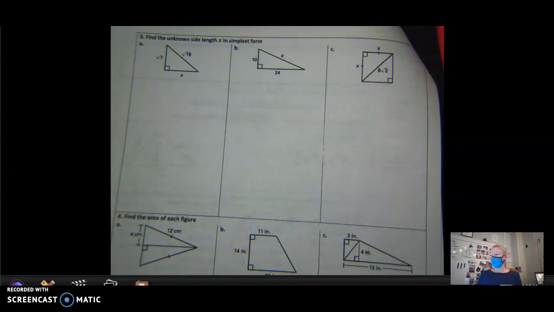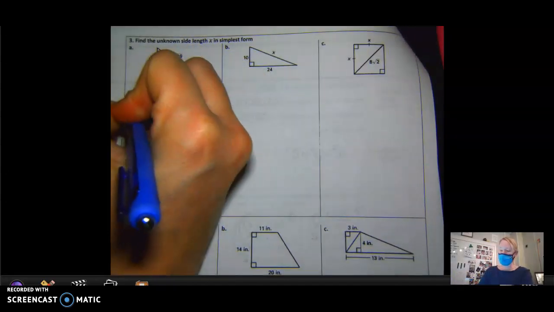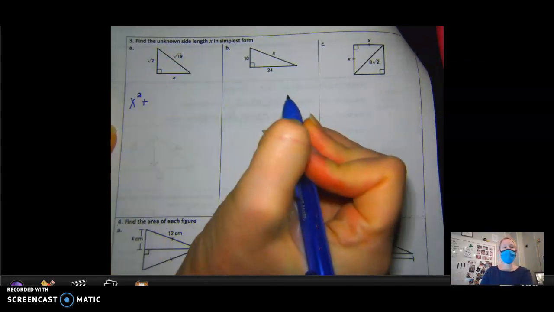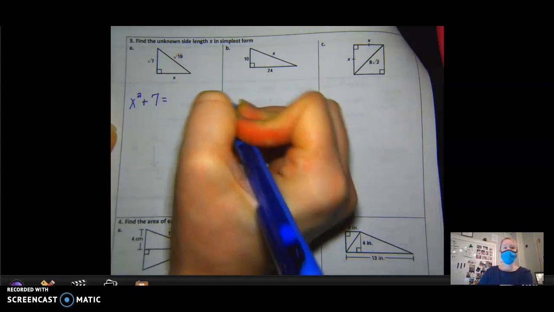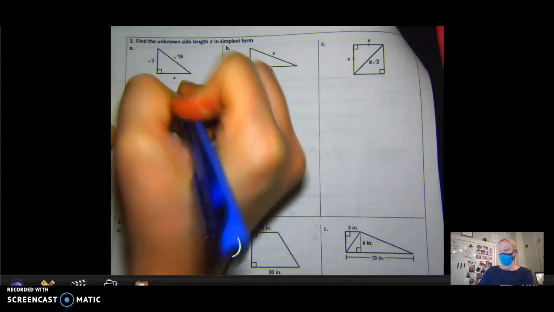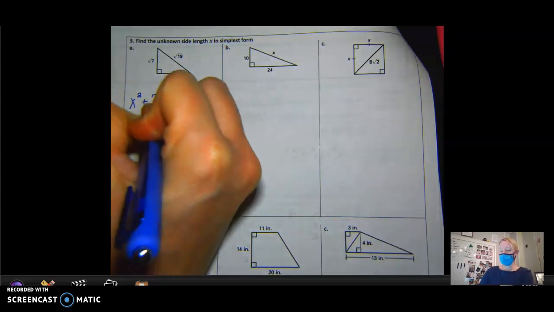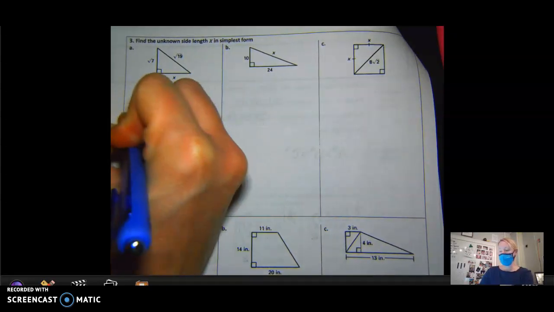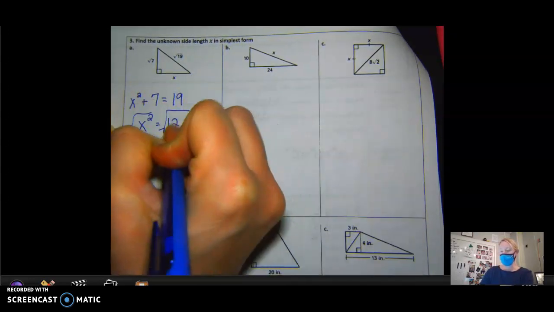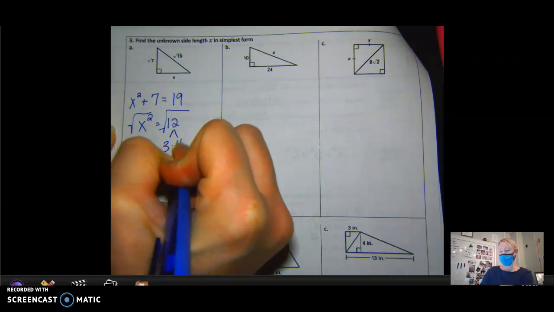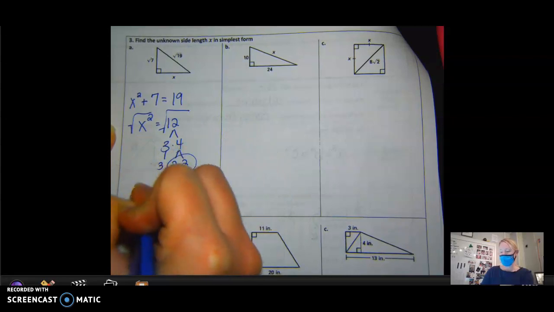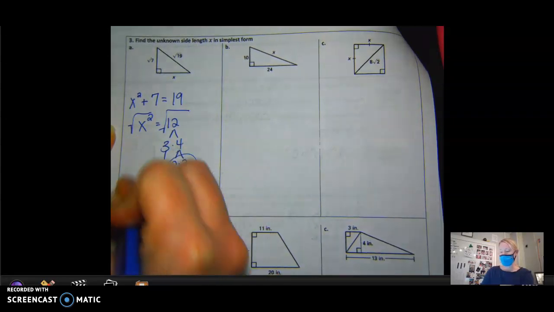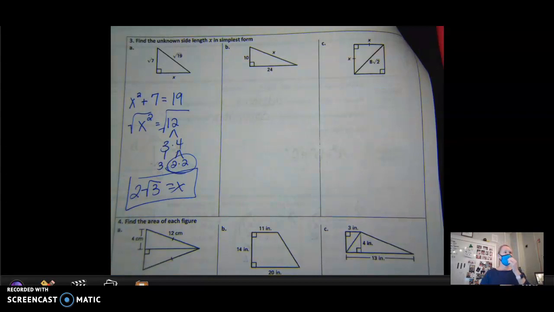Go ahead and do number 3, A, B, and C. Okay, on A, it would be x squared plus, what's the square root of 7 squared? Yep, and what's the square root of 19 squared? Yep, and so I'm going to subtract 7 from both sides, so I get x squared equals 12, and then I'm going to square root. Break this down into 3 times 4. 4 breaks down to 2 times 2, pair of 2's. So I have 2 square roots of 3 equals x. Any questions on that one?